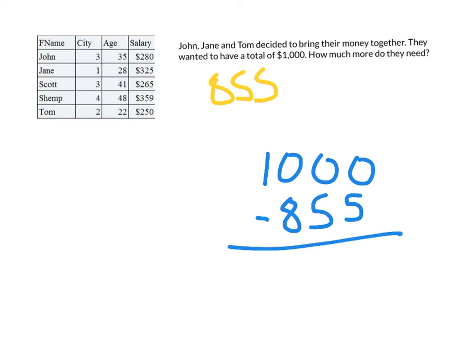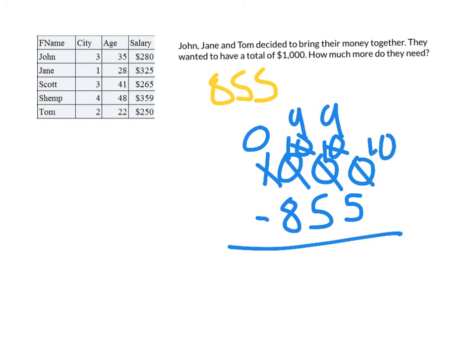Now, I cannot take 5 from 0 because there's no value to take from. So I need to visit my thousands place because that's where I have some value. And I'll exchange that to a 10. And then keep exchanging this till I finally get back to where I need. So 10 minus 5 is 5. 9 minus 5 is 4. 9 minus 8 is 1.